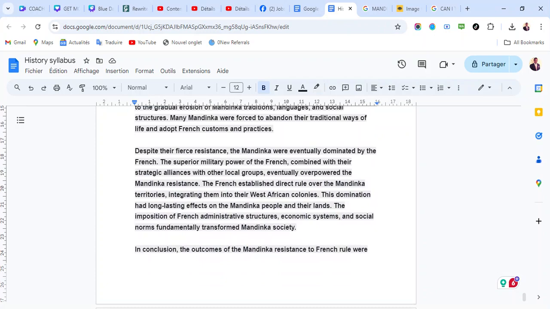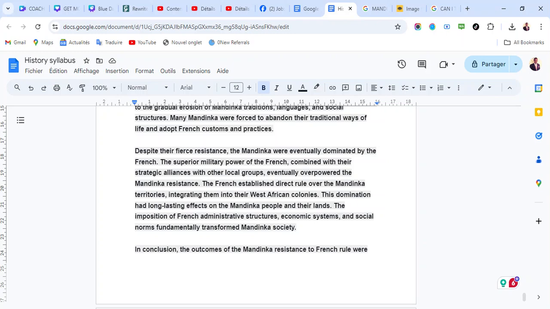So, because of this, the Mandinka people lost their cultures, they lost their language, they lost so many things. It's not only them, all over the colonies, whether British or French, they made sure that they assimilated the people, destroyed their cultures, and imposed their own culture on the people. The same thing happened with the Mandinka people.